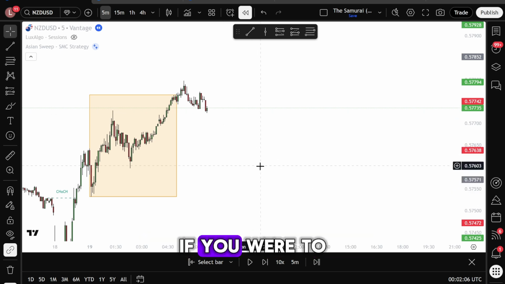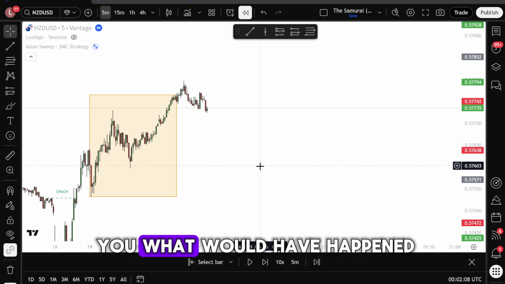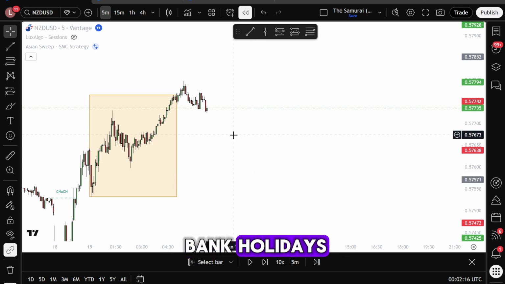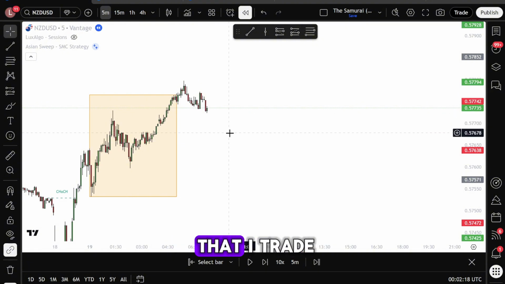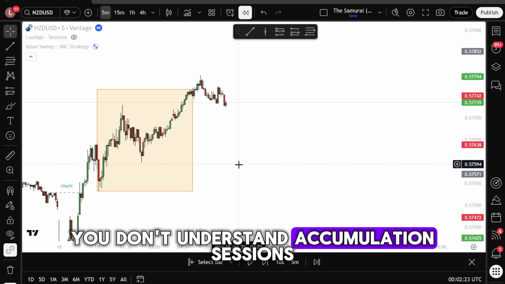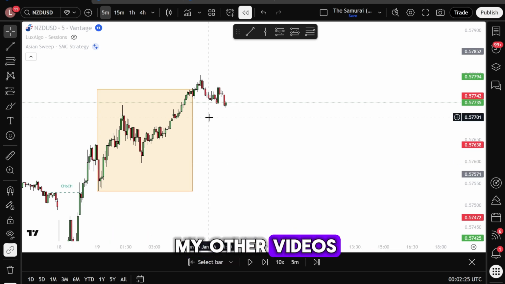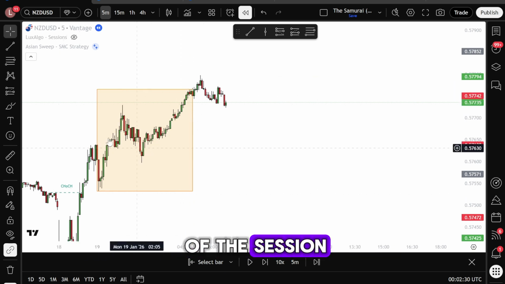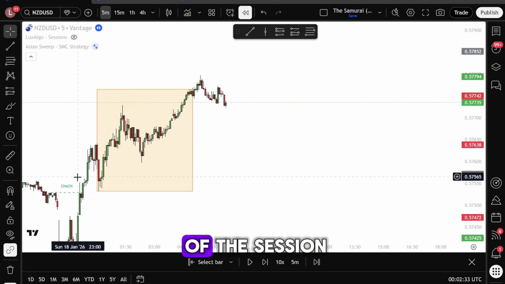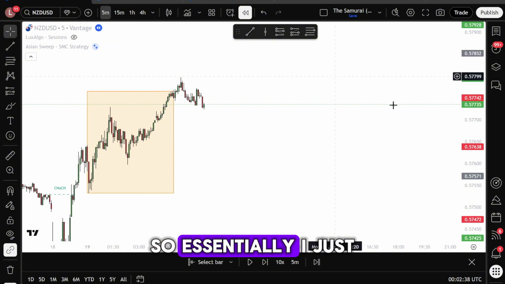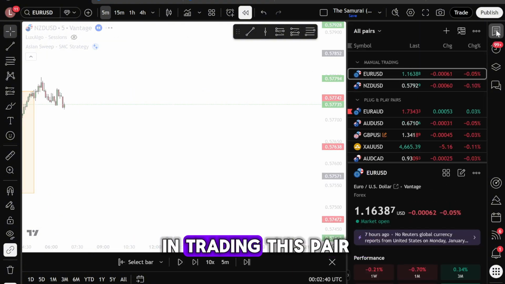But basically, if you were to go ahead and trade today, I wanted to show you what would have happened and the reason as to why with my personal AMD strategy, I don't go ahead and trade on US bank holidays. So first of all, for NZD, which is one of the pairs that I trade, this wasn't a valid accumulation session. Now, if you don't understand accumulation sessions, I've explained them in my other videos, but essentially the reason being is because the last candlestick here was the high of the session. So if the first or last candlestick are the low or high of the session, it simply invalidates that as an accumulation session. So essentially, I just disregarded this and I wasn't interested in trading this pair at all.